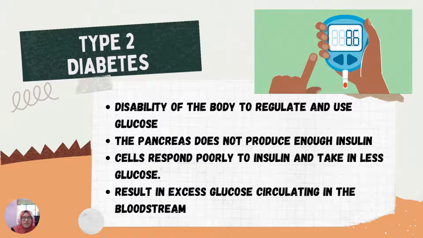There are 2 factors that contribute to it. First, the pancreas cannot produce enough insulin. Second, the cells respond poorly to the insulin and take in less glucose. Because of these 2 factors, it will result in excess glucose circulating in the bloodstream.